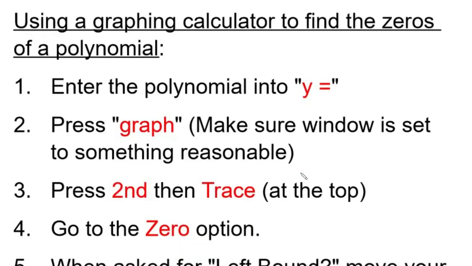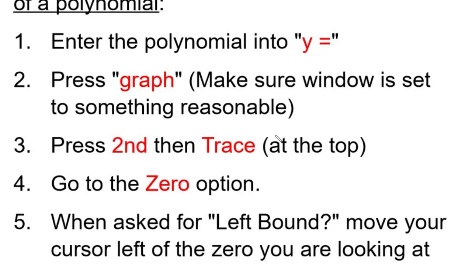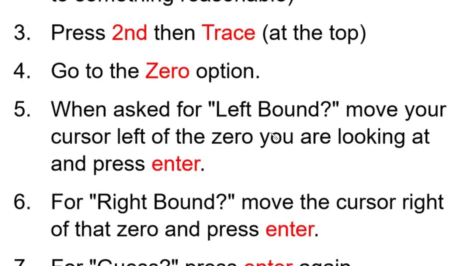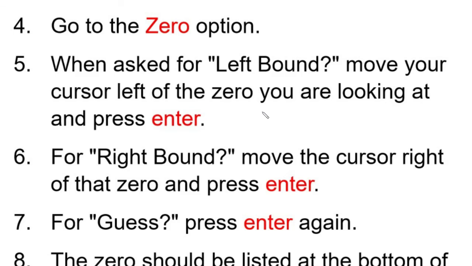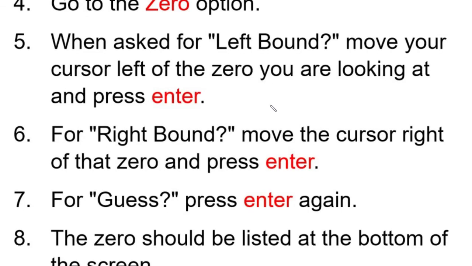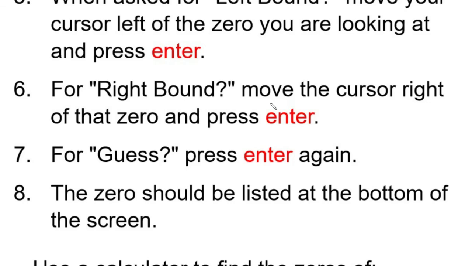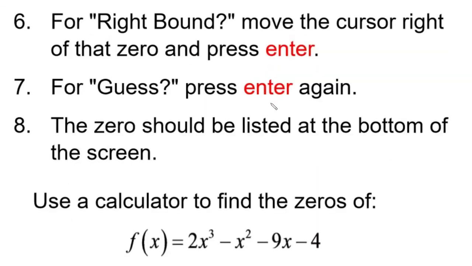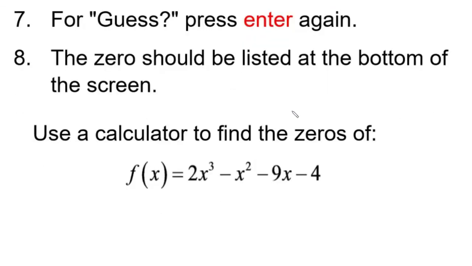Now, here's how you use a graphing calculator to find the zeros of the polynomial. I'm going to slowly scroll down here, and feel free to write this down if you would like. I will also work out an example in this video as soon as we get done scrolling through here. So you'll enter the polynomial into y equals, then you'll press graph, making sure your window is set to something reasonable. Then you'll press second trace and go to the zero option. When it asks for left bound, you'll move your cursor to the left of the zero you're looking at, and then press enter. For right bound, you'll move the cursor to the right of the zero and press enter. For guess, you will just press enter again, and the zero should be listed at the bottom of the screen.